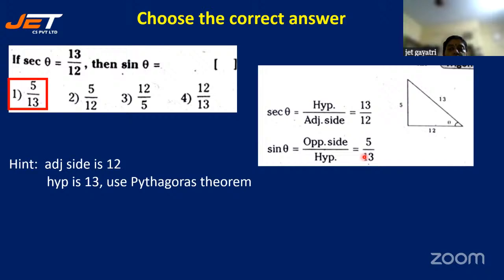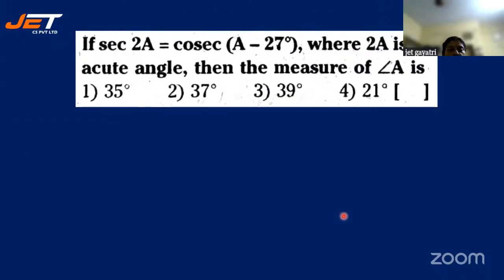So now how do you find out your opposite side? 13 the whole square is equal to 12 square plus s square. Isn't it? So this is how we have used our Pythagoras theorem. So now you can find out the opposite side, and that becomes 5. So sine theta is opposite side by hypotenuse, which is nothing but 5 by 13. All right. Let's move on to the next sum.